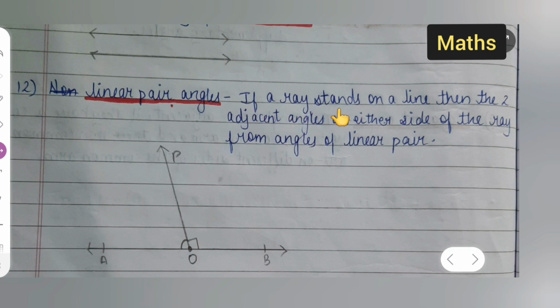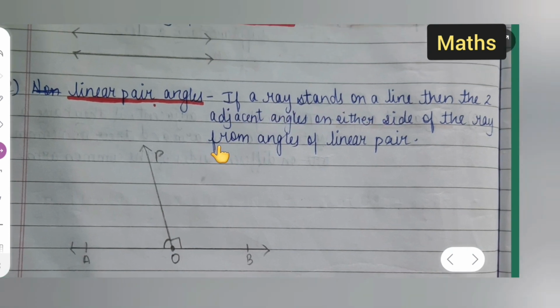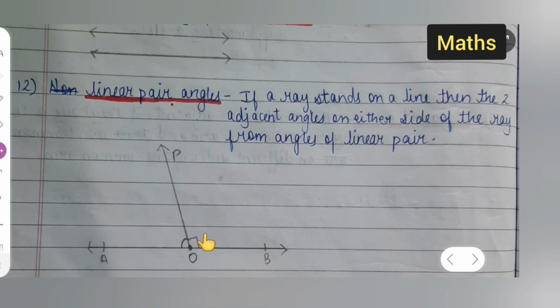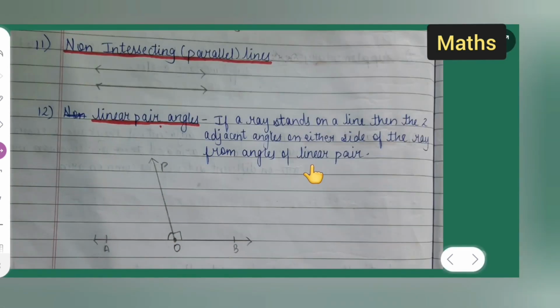If a ray stands on a line, then the two adjacent angles on either side of the ray form angles of a linear pair. Form angles of a linear pair, on this side and both sides, over here and here. You can take down this.